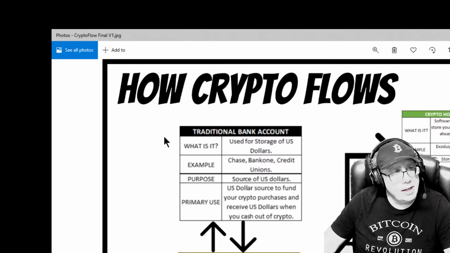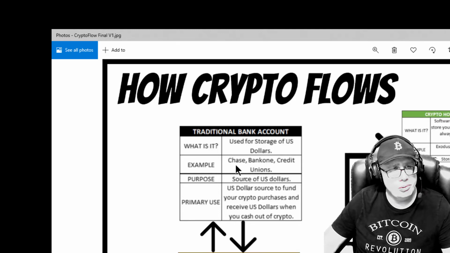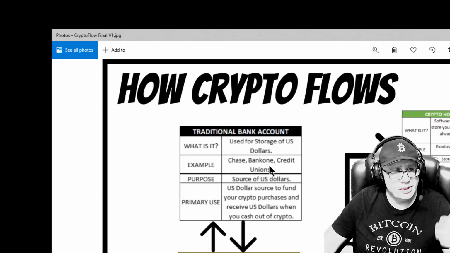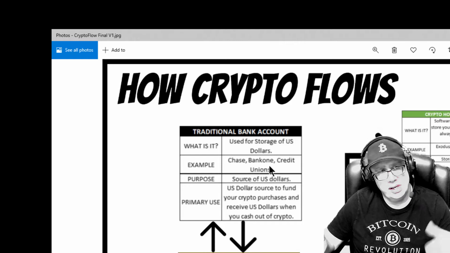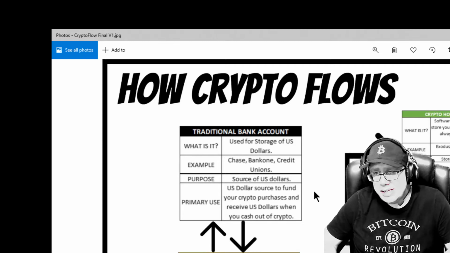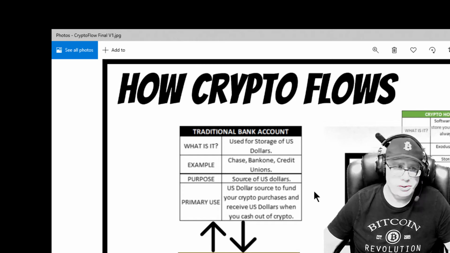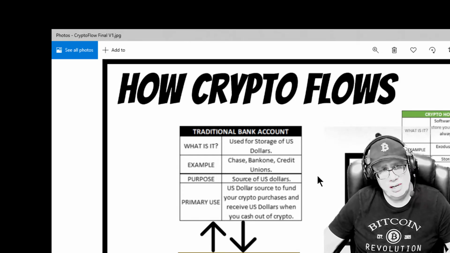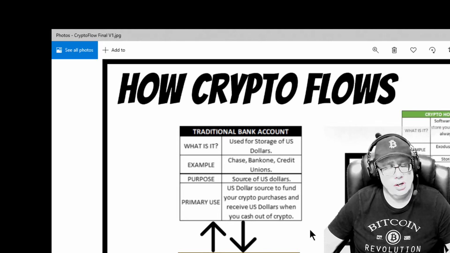The traditional bank account, what is it? It's used for storage of US dollars. An example would be Chase, Bank One, credit unions. The purpose is storage of your money; it's a source of US dollars. Primary use: a US dollar source to fund your crypto purchases and receive US dollars when you cash out of crypto. Why is the bank account important? For now, you're still probably going to the grocery store and using dollars to buy bread and such. So the bank account is the starting point for your crypto journey.